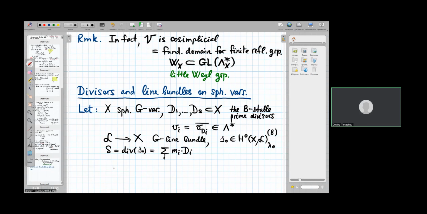Now let me denote by script P, or if you like, P of delta. It depends on delta.